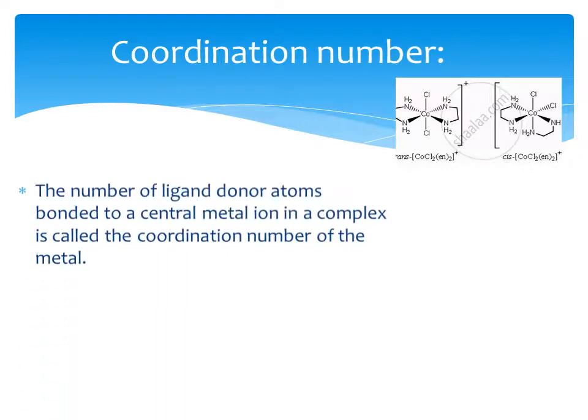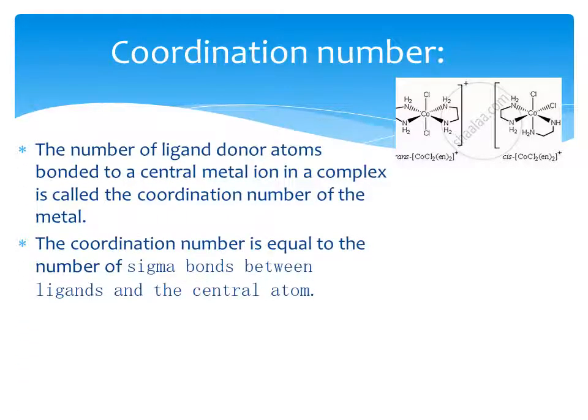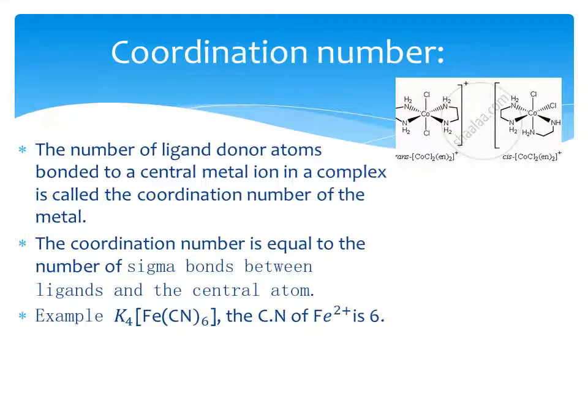Coordination number: the number of ligand donor atoms bonded to a central metal ion in a complex is called the coordination number. So let's take this. There are 1, 2, 3, 4, 5, 6 bonds formed, so its coordination number is said to be 6. Look at this too: 1, 2, 3, 4, 5 and 6. So its coordination number is again said to be 6.